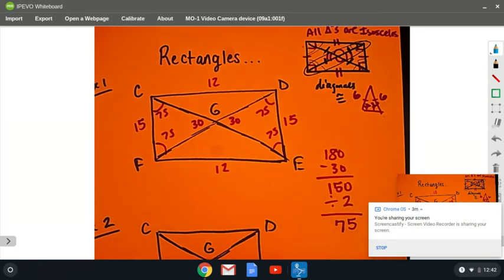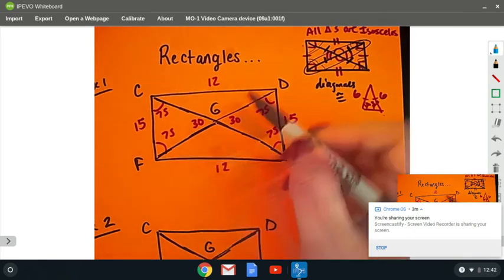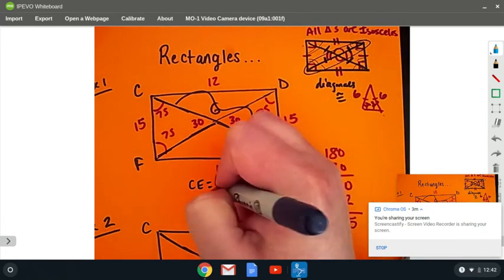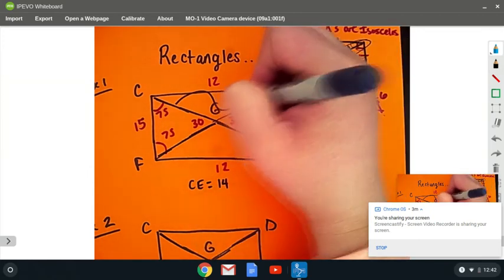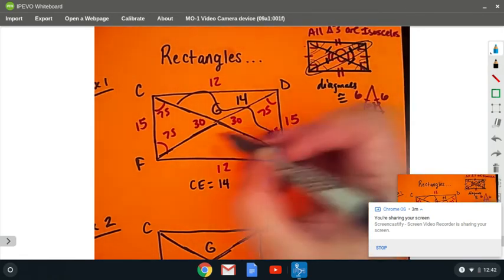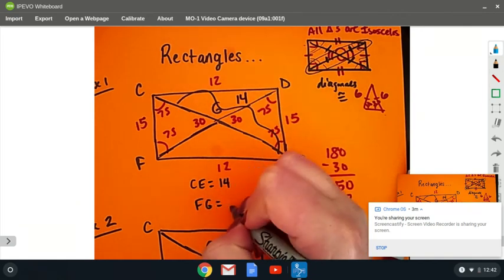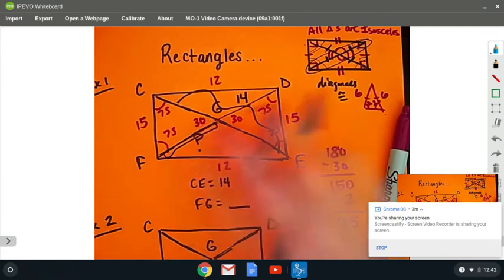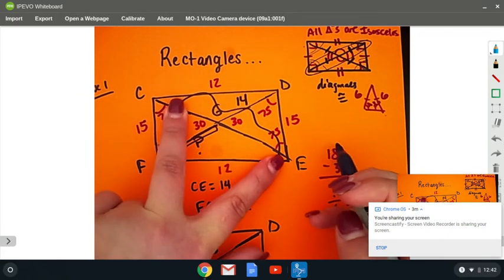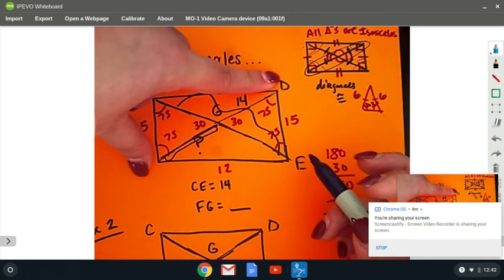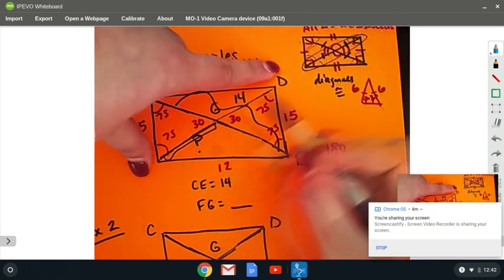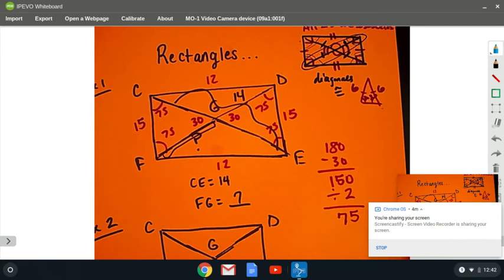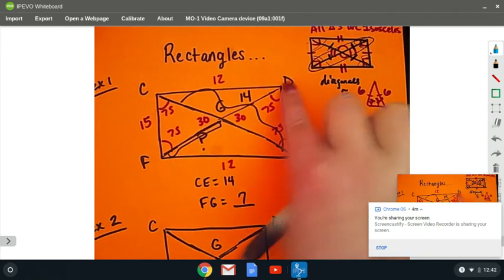Something else that can be a little tricky is if I said this whole diagonal CE is 14, and I want to know what's FG. FG is this piece here. So FG is only half of a diagonal. It's not the whole thing. So if this whole thing's 14, we should know that this whole thing is also 14. If this whole thing is also 14, we should know half of it would be 7. So it's just important to know these 2 diagonals are equal.